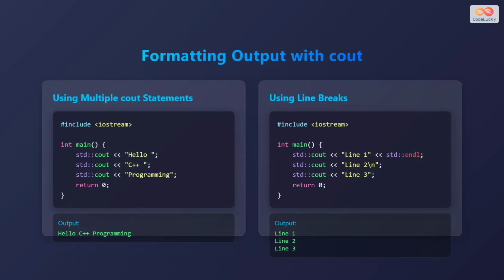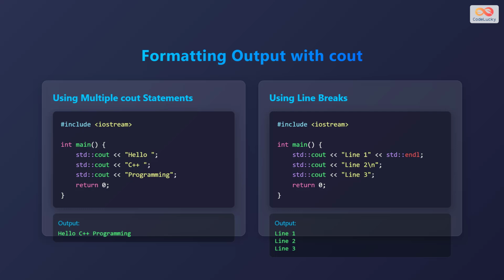Let's explore how to format output using cout. First, we will use multiple cout statements. Here's how you can display text using separate cout statements. Include the iostream library. Inside the main function, use multiple std::cout statements to print different parts of the text. For example, std::cout << "Hello", std::cout << "C++", std::cout << "Programming". This will produce the output, Hello C++ Programming, all on one line.